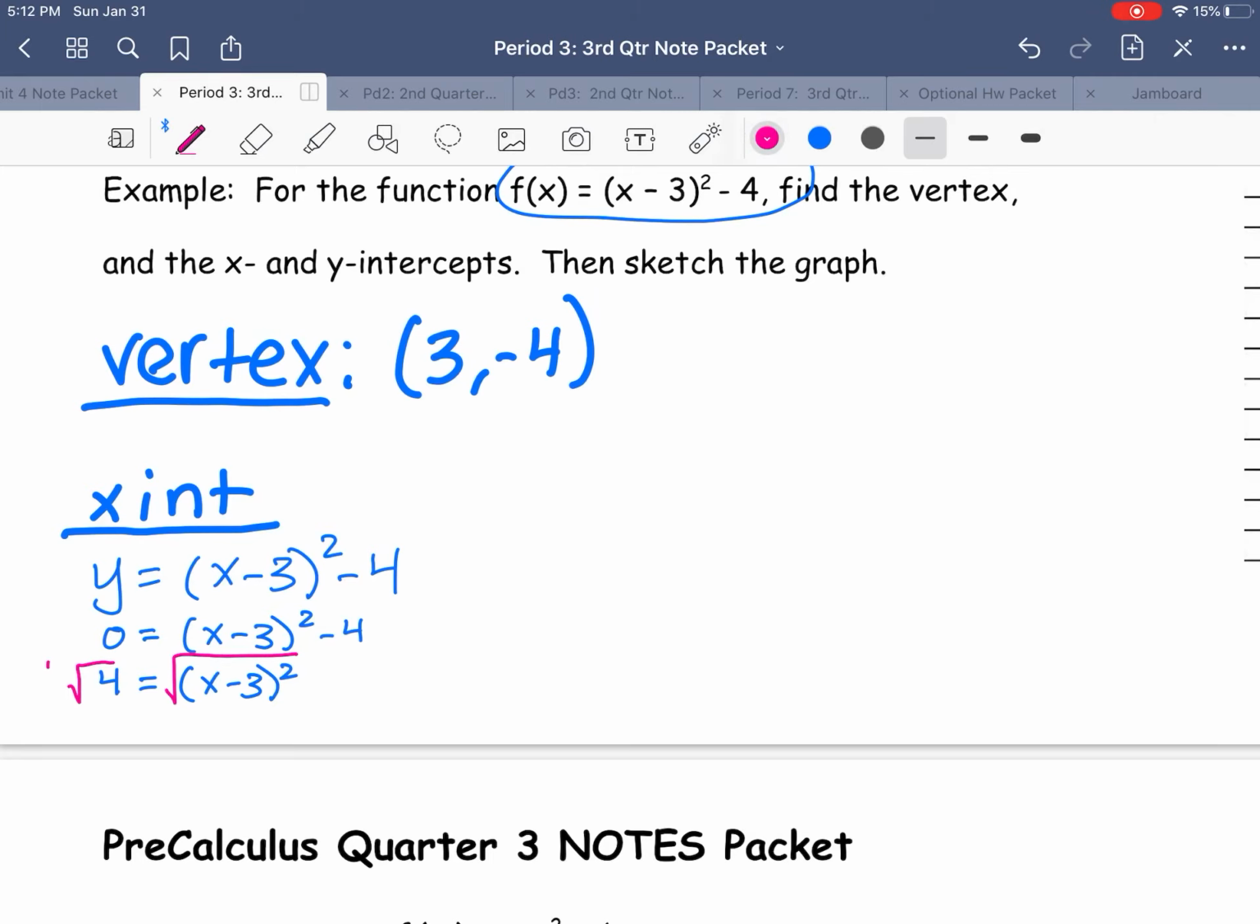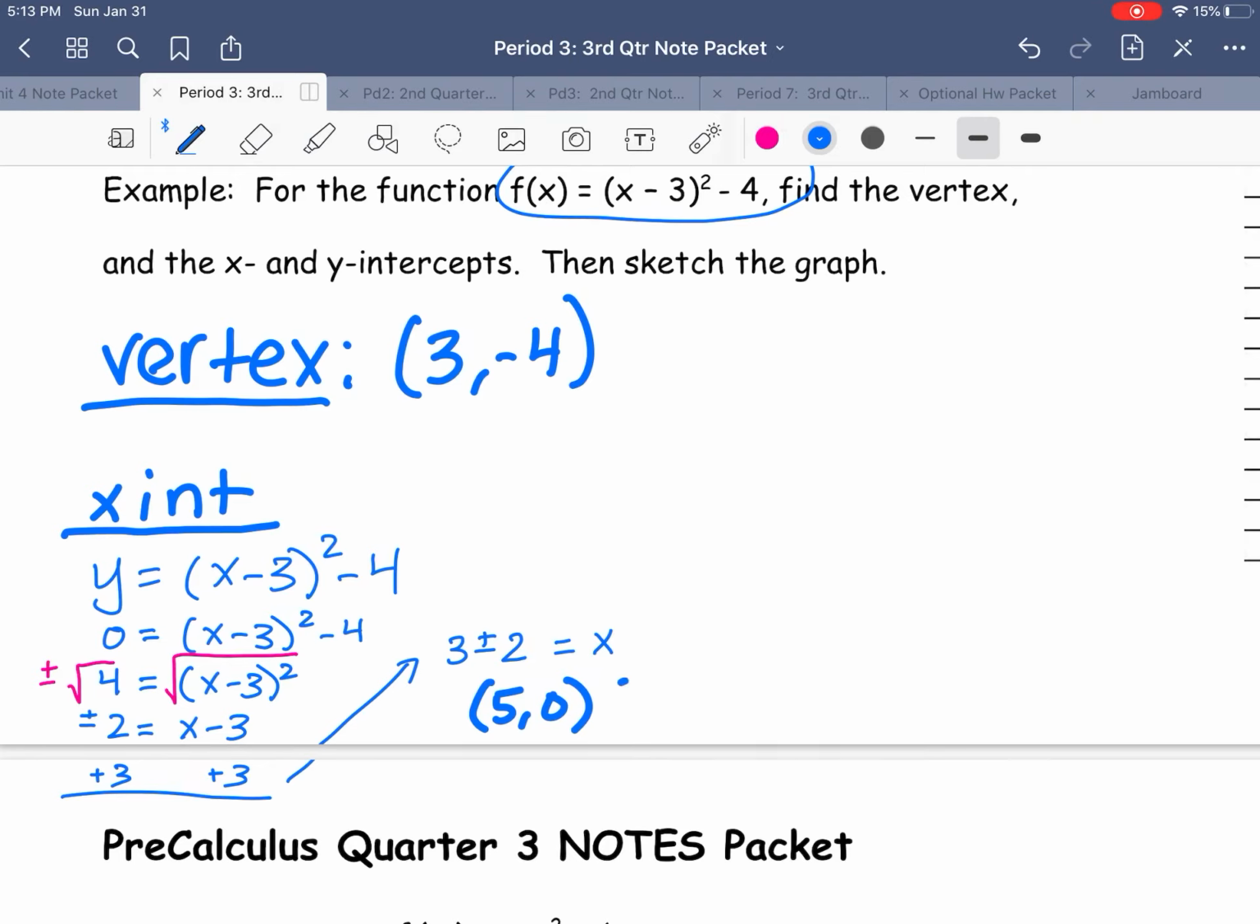Please don't forget when you take the square root, you need to do plus or minus. So I'm going to have plus or minus 2 equals x minus 3. And then I'm going to add 3 to both sides. And I have 3 plus or minus 2 equals x. Now, I'm not going to leave it like that. I'm going to use the plus. 3 plus 2 is 5. So one of my intercepts is (5, 0). And then I'll do 3 minus 2, which is 1, and that's my other x-intercept.